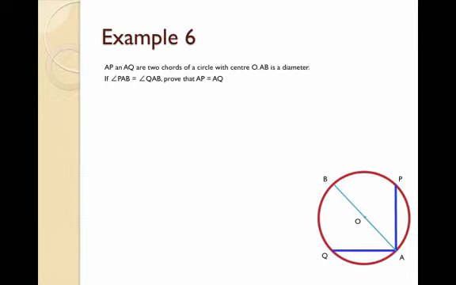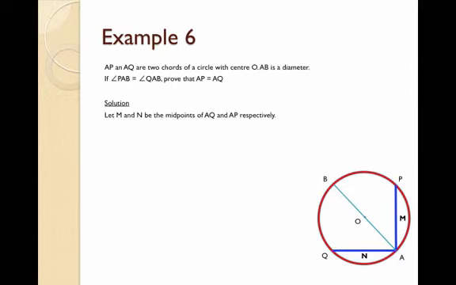We will now attempt an example using the two theorems we've just proven. This example says that AP and AQ are two chords of a circle with a center O. We also know that AB is a diameter. If we know that the angles PAB and QAB are equal, then we have to prove that AP is equal to AQ. At this point, you should pause the video and try to attempt the question yourself. Here's a hint. Construct a line from the center to both chords, which will be the midpoints of the chords AP and AQ. Good luck.